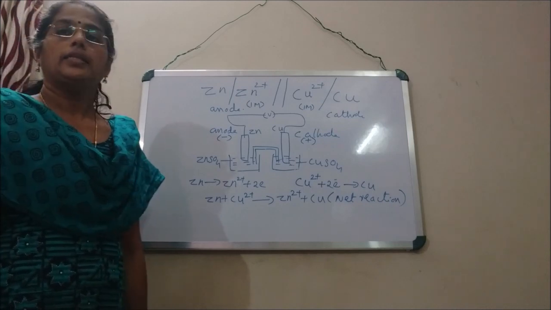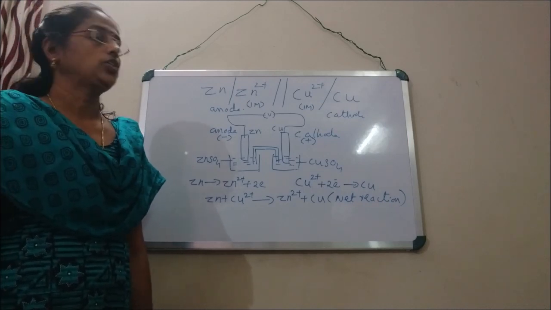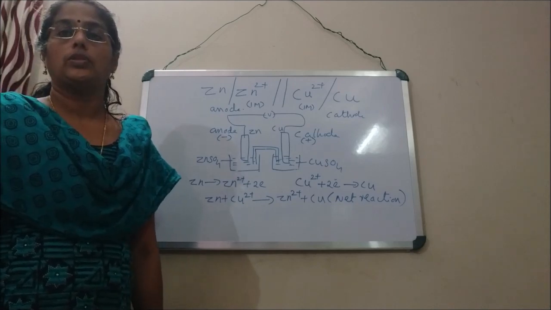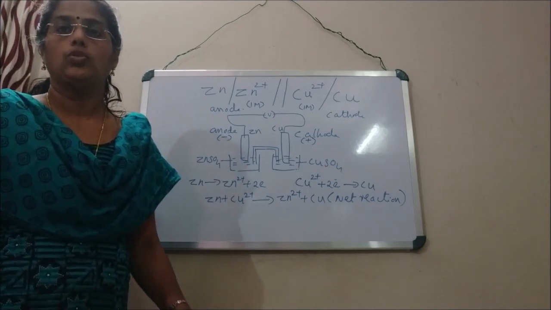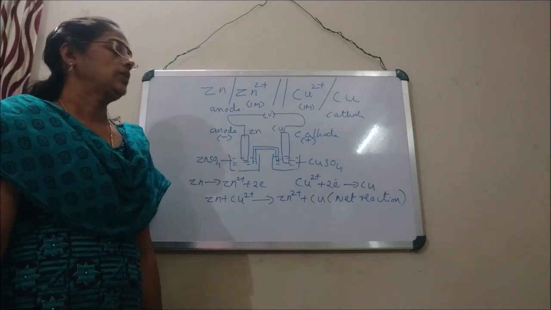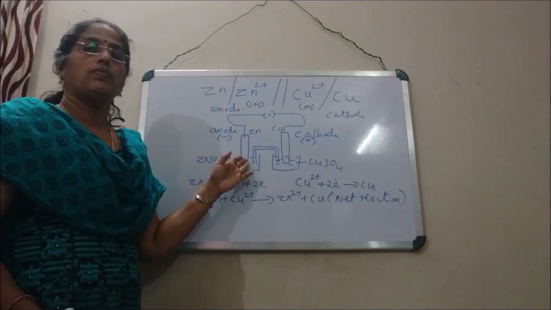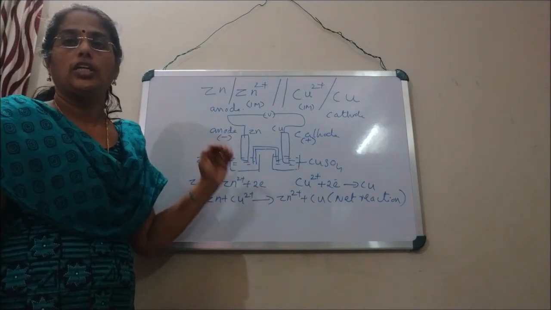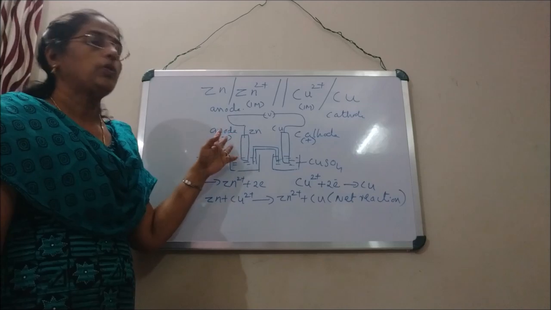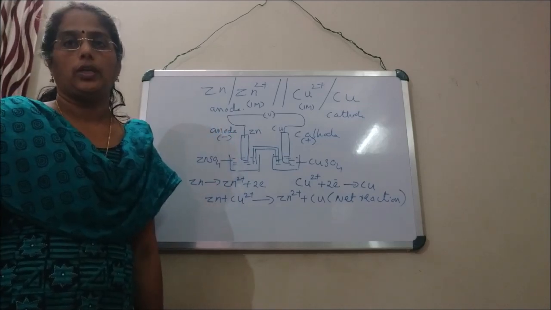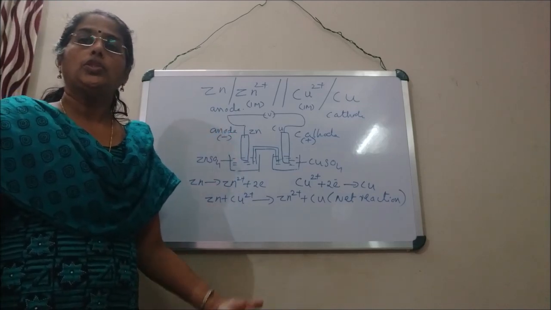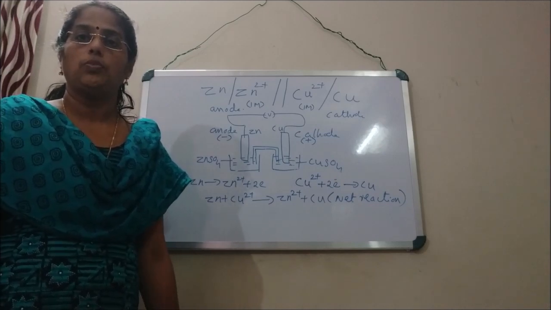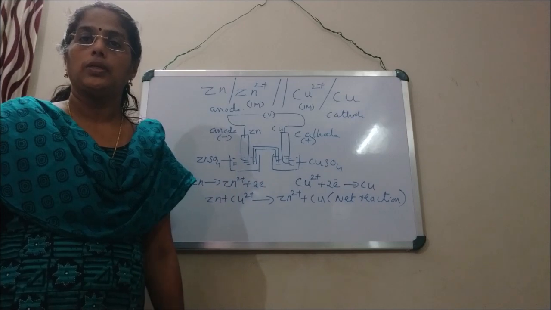The next is about the calculation of the cell potential. Before that we have to discuss the electrode potential. What do you mean by electrode potential? Electrode potential means when a metal is in contact with its own ions, that develops some potential difference. So that potential difference is known as electrode potential. There may be losing of electrons or gaining of electrons. Losing of electrons means oxidation potential and gaining of electrons means reduction potential.